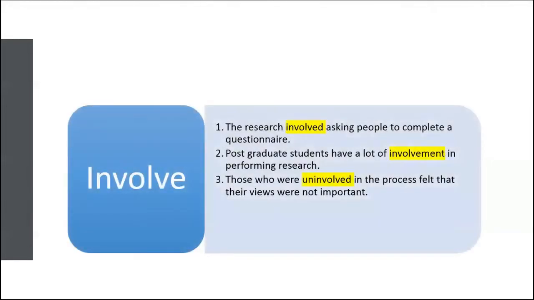Involve, involve. The research involved asking people to complete a questionnaire. Postgraduate students have a lot of involvement in performing research. Those who were uninvolved in the process felt that their views were not important. So uninvolved meaning not involved.